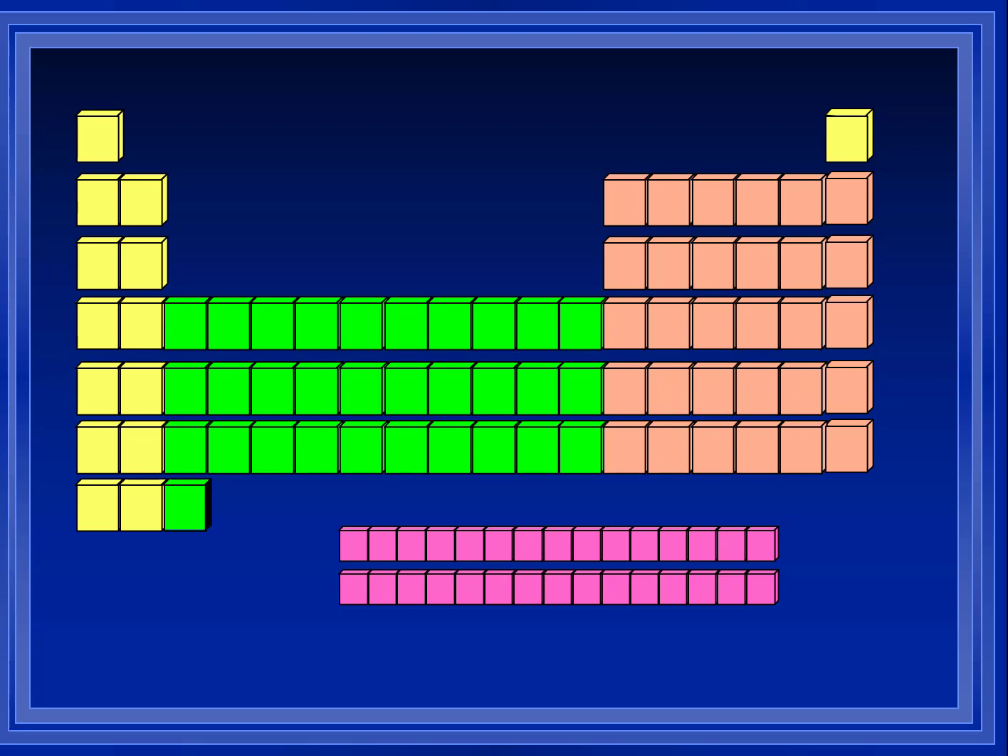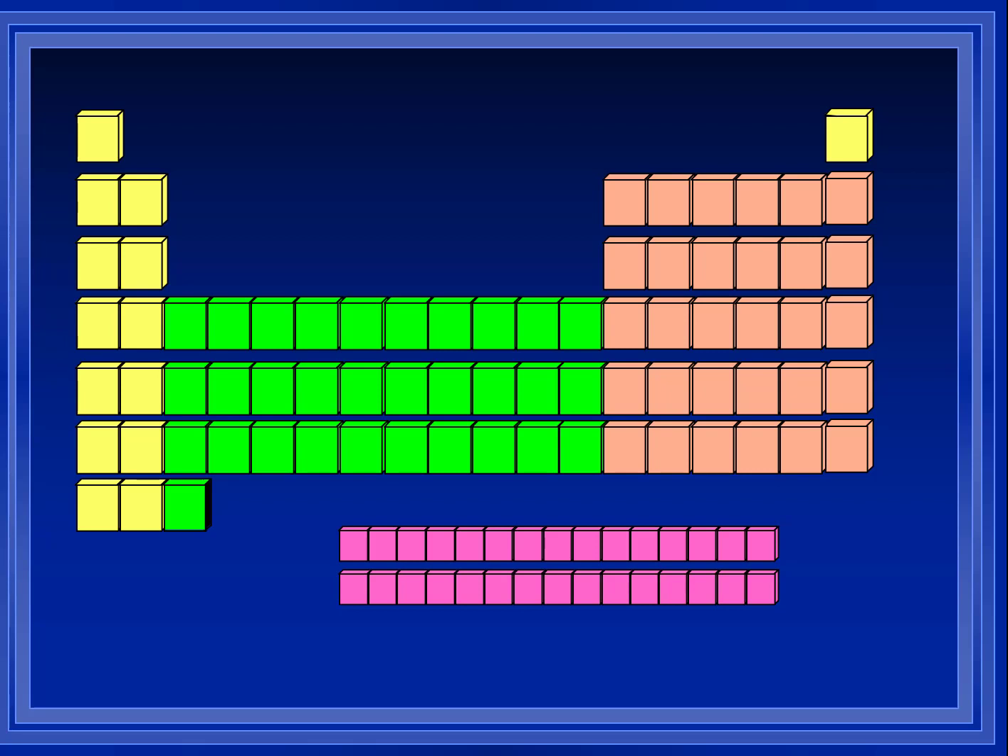Okay. Now, what do those configurations all have in common? They all end in p1. Look at where they're at on the periodic table. They're all in the same column. You think that's accidental? No, because the one after each one of these would end in p2, right? So let me point out something nice about your periodic table.